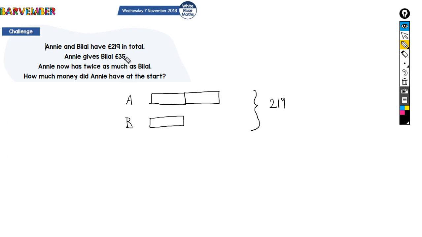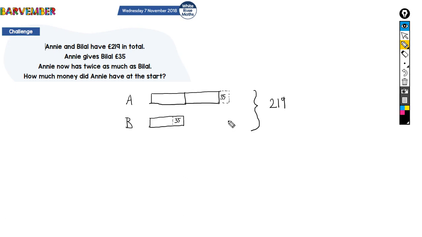Okay, so what happened before this point is that Annie gives £35 to Bilal. So at the end she had this, but at the beginning she had £35 more than this. So I'm going to do this. This represents this £35 that she had at the beginning. This amount was given to Bilal, so at the beginning he was minus this amount. So this amount went from here to here. I could use a different colour, but I'm not going to bother. I wouldn't have that if I was doing it with pencil and paper.